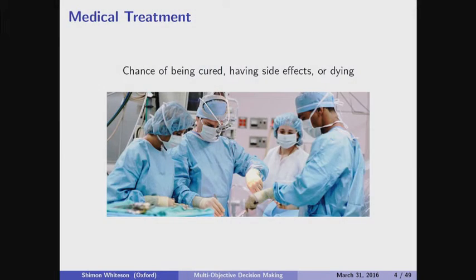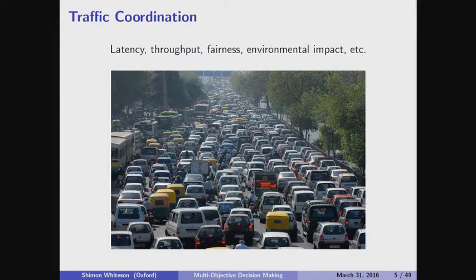Okay, so let's begin with the motivation. There are many, many real-world problems that are naturally characterized as having multiple objectives. For example, if you need medical treatment, you might want to maximize the chance of being cured, but also minimize the chance of having side effects or dying. If you're trying to build an intelligent system that will coordinate traffic in an urban area, you may want to minimize latency, maximize throughput, respect some kind of fairness principle for all the drivers, minimize environmental impact, and so on.